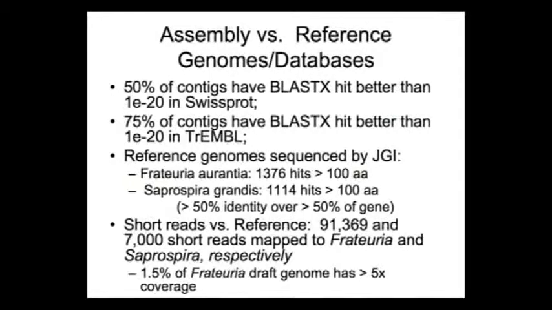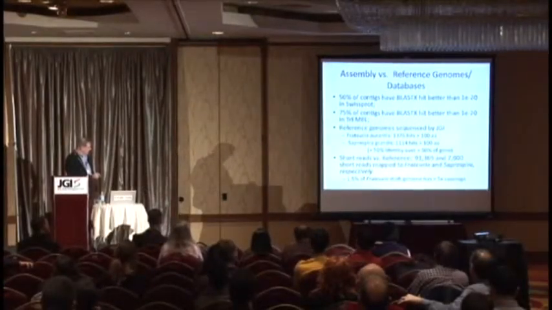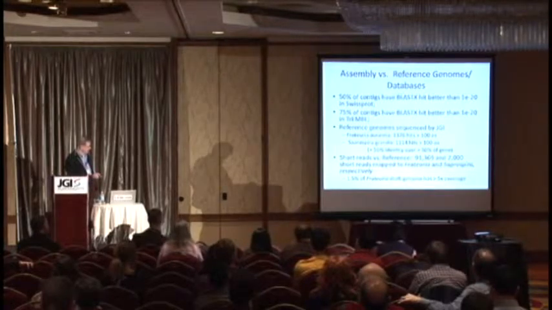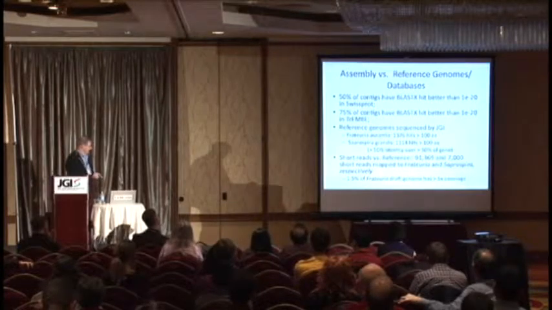In the 16S sequences in the Iowa corn, we noticed two groups of organisms that were more dominant. And so we sequenced the genomes that were isolated from those groups. One was Frateuria and the other was Saprospira. So those were sequenced. So if we use those as reference genomes and compare our assembled data to those, this is the number of hits that we get to the amino acids. And then if we compare all of the short reads to those references, we get these kinds of numbers. And in the end, about 1.5% of the Frateuria draft genome gave 5x coverage.